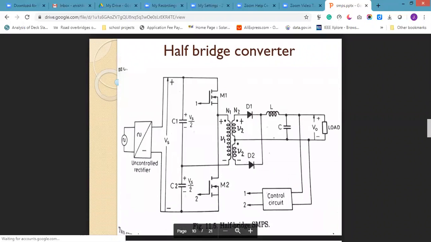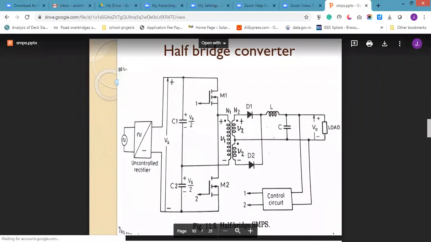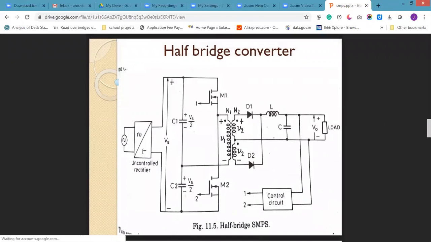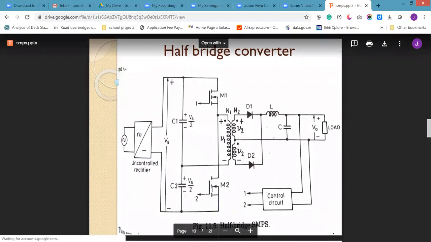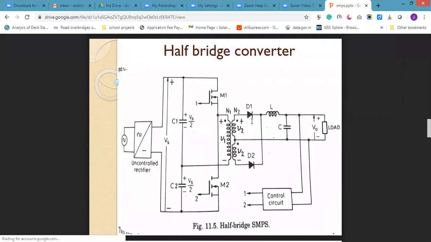Now I'm going to explain the half bridge converter. This is the output, called VO, the output voltage. Here VS is the input voltage. This is an uncontrolled rectifier, AC to DC, then two capacitors C1 and C2, two switches M1 and M2, and one transformer, a midpoint type transformer. Next is the full wave rectifier, the midpoint full wave rectifier, then the filter circuit, and this is the control circuit. Now I am giving the AC supply here.